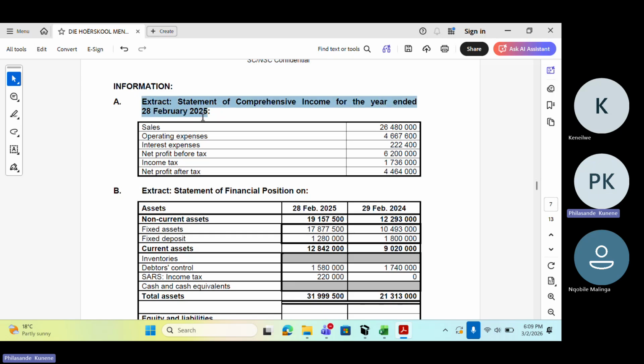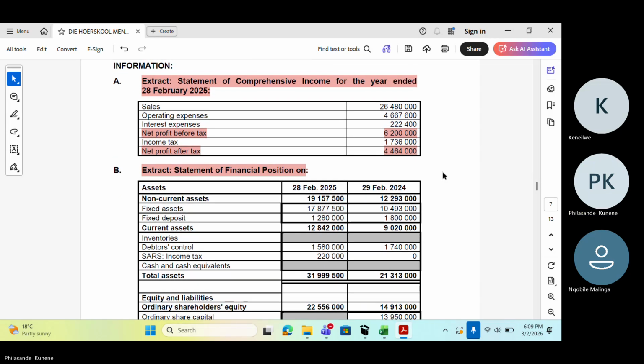We have an extract of the statement of comprehensive income for the year ended 28 February 2025. And then with the extract of the statement of financial position, they gave us sales, operating expenses, interest expenses, net profit before tax, and then they gave us income tax, and then net profit after tax. We are aware of this information. We're using it under operating activities. Everything that is sitting on the income statement is used under operating activities.